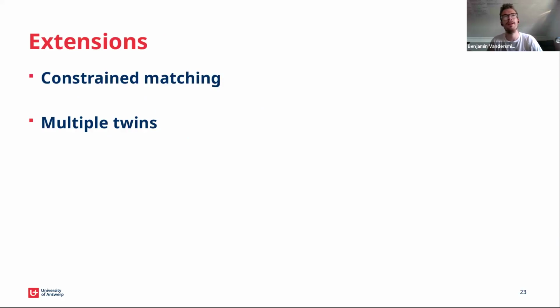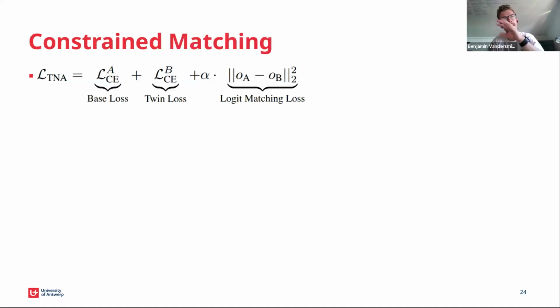And then some of the extensions. These are currently work in progress, so this is not yet published. And those are mainly focused on two things. First, constraint matching. As already mentioned, our matching currently is just bidirectional, so you just minimize the distance, but there's no real notion of which model should actually follow which model. And also using multiple twins, because our current definition allows for only two networks, but maybe using 3 or 4 networks would be even better.